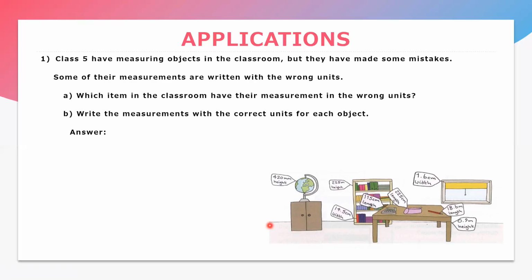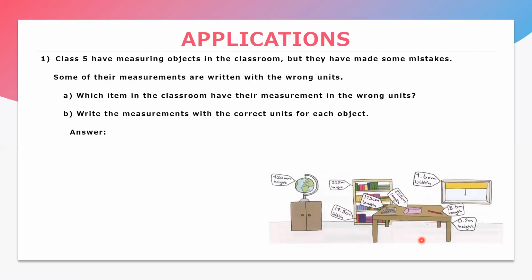So what the question is, which items in the classroom have the measurement in wrong units? Just go through these pictures and think about which objects have been measured in wrong units. For a smaller object we give units like centimeter. For a pencil, will you say that the pencil is 1 meter long? No, because a pencil might be only 10 centimeter or 12 centimeter long. It won't be 1 meter, because 1 meter is how much centimeter? 100 centimeter. Are you using a pencil that is 100 centimeter long?